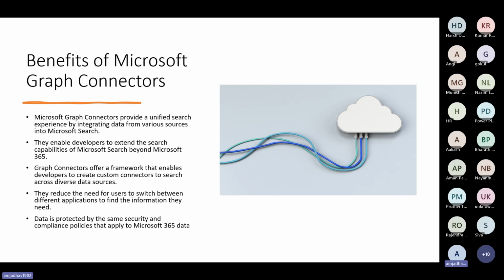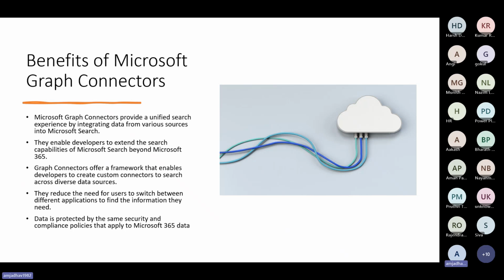I think I have talked about the benefits in bits and pieces. So we'll go through the benefits that Graph Connector has. It gives us the unified search experience by integrating the data from various sources into Microsoft Search. You can use it using your line of business application. You can make API calls and get the data, or you have the option to use the Microsoft 365 experiences. It can be a SharePoint site, or it can be a Copilot where you will get the data from your Microsoft Graph.